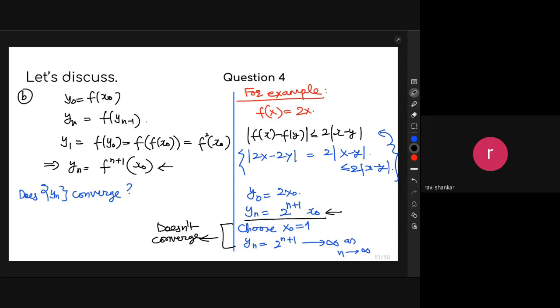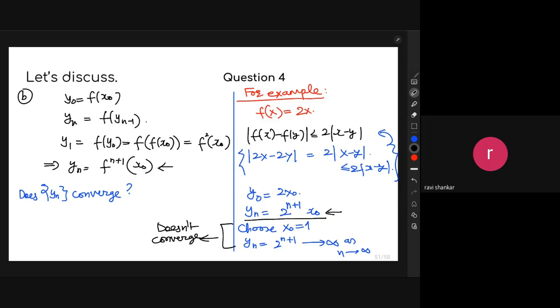Now this x naught you can choose arbitrarily also. In my case, I'm choosing it to be 1 so that the example will make more sense, because I want to give a counterexample to b. So now if I take my x naught to be 1, my sequence becomes 2 to the power n plus 1, and 2 to the power n plus 1 tends to infinity as n goes to infinity.